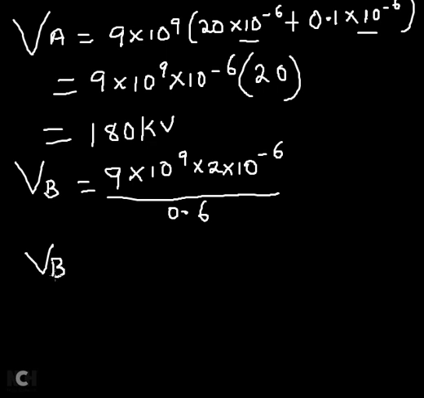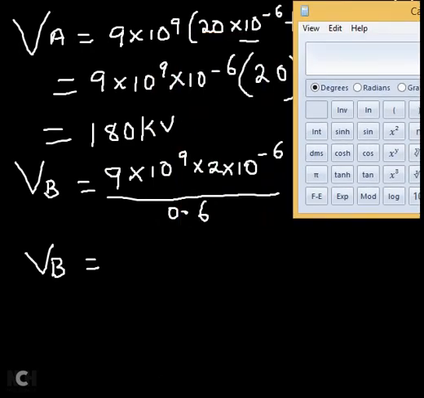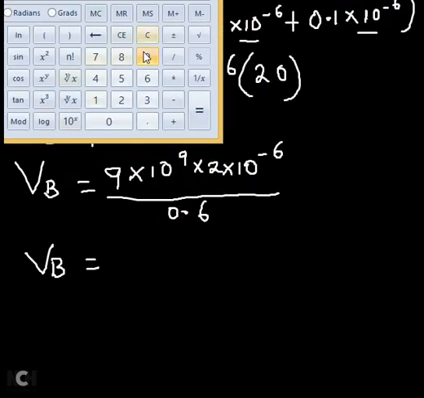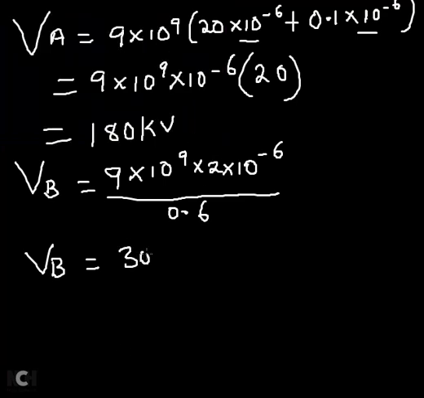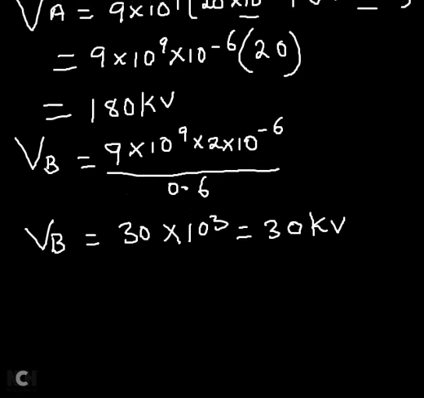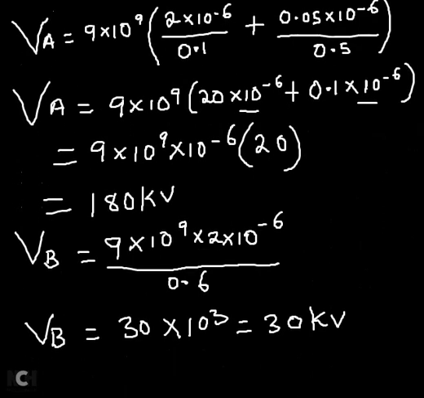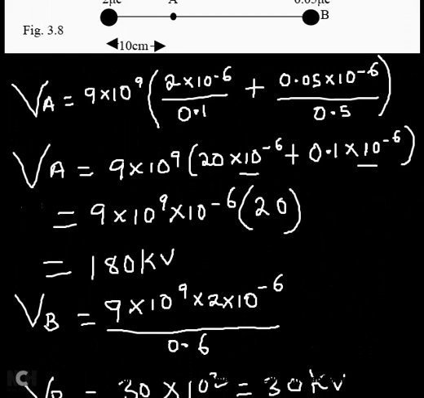So let's get over with that. I'm going to have 9 times 2, then divided by 0.6. So I'm going to have 30. Of course, 30 times 10 raised to the power of 3, which is the same as 30 kilovolt. So that is it. As simple as that.